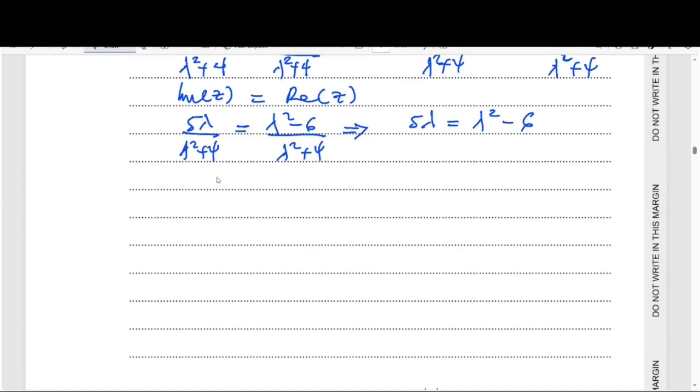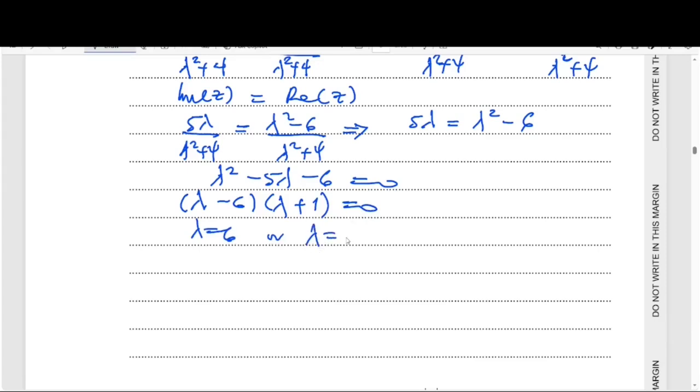So we have lambda squared minus 5 lambda minus 6 is equal to 0. Solve this: lambda minus 6 and lambda plus 1 to get negative 5 lambda, equal to 0. So you have two values for lambda. Lambda is equal to 6 or lambda is equal to negative 1.